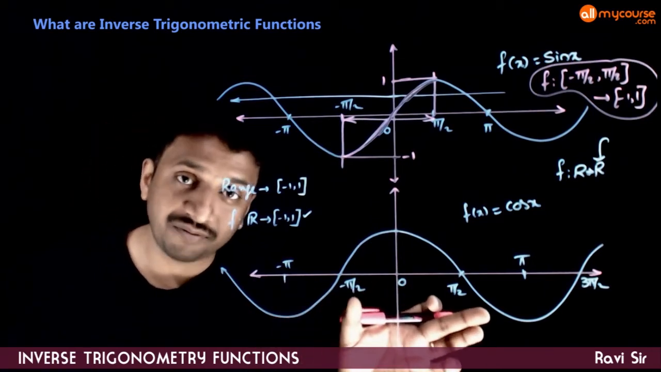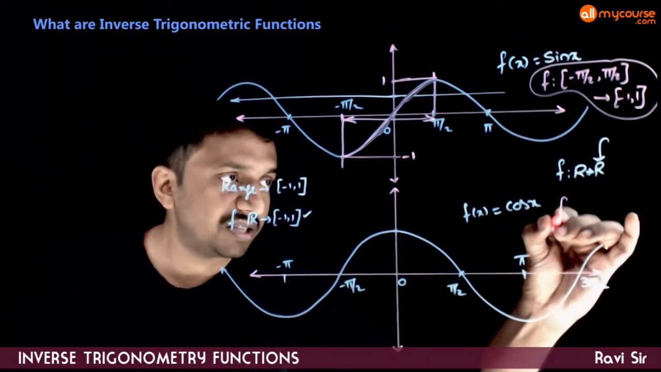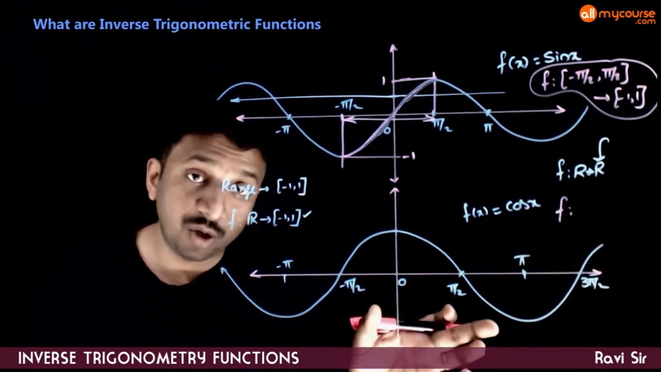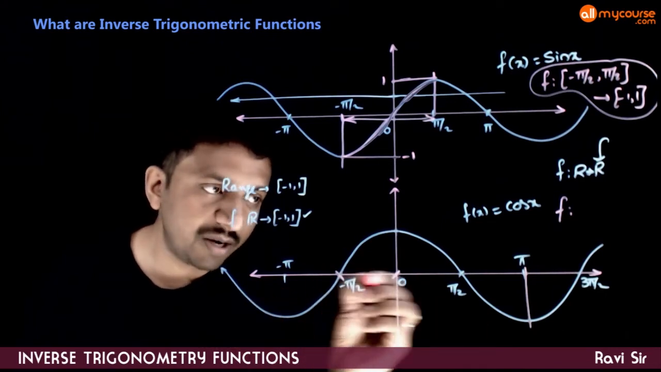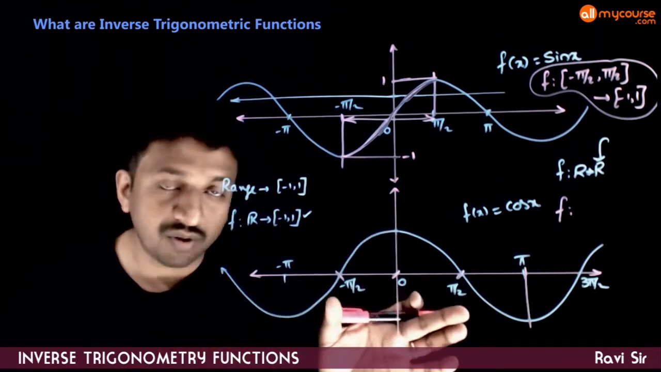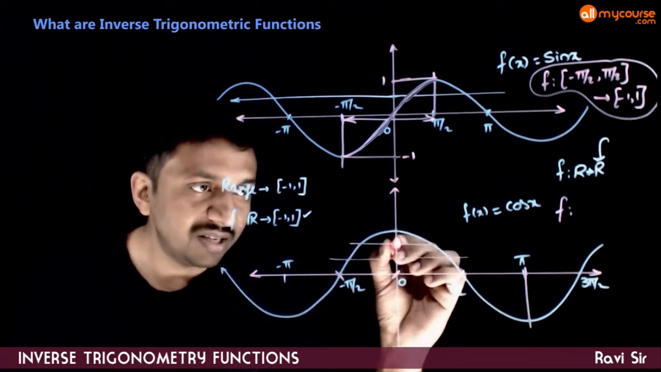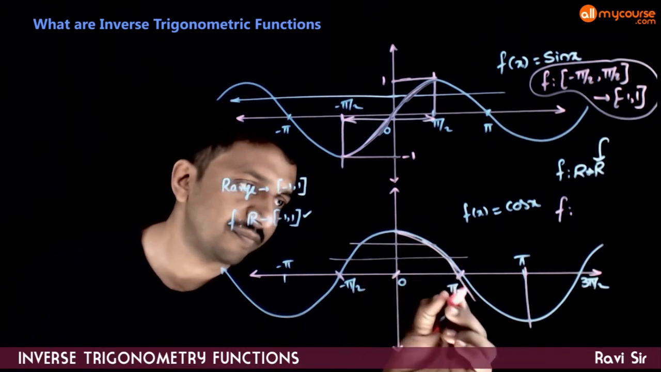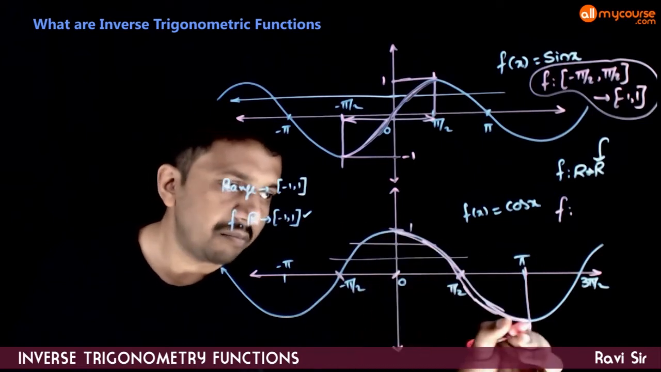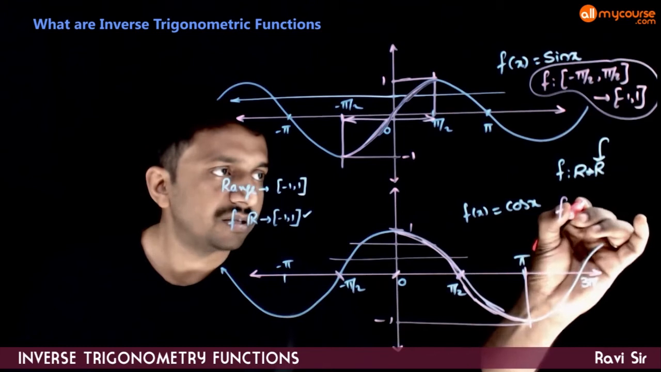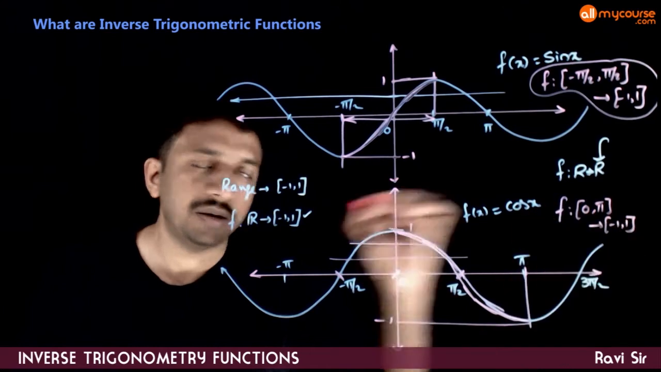Similarly, the function cos x is also not 1-1 onto. So for this we restrict the domain and codomain like this. The domain is restricted to 0 to pi, because for cos x, minus pi by 2 to pi by 2 does not work. So between minus pi by 2 to pi by 2, cos x is not 1-1. So we restrict the domain to 0 to pi. We take this part of the graph from 0 to pi, from minus 1 to plus 1. So the domain is 0 to pi and the range is minus 1 to 1.